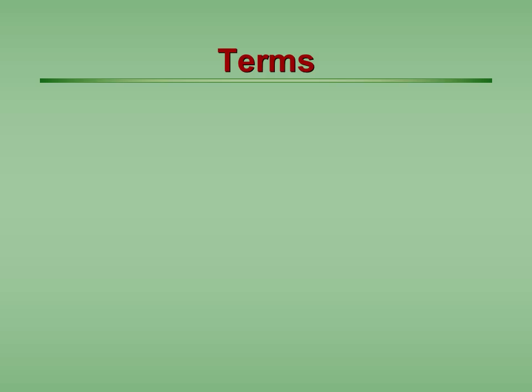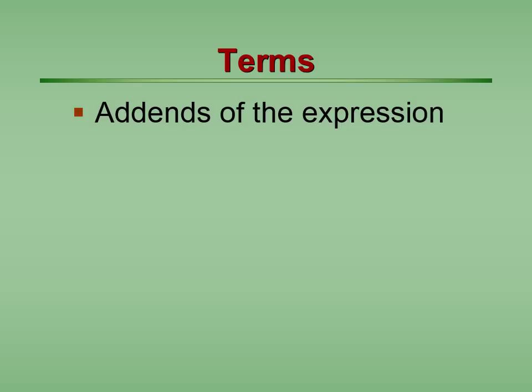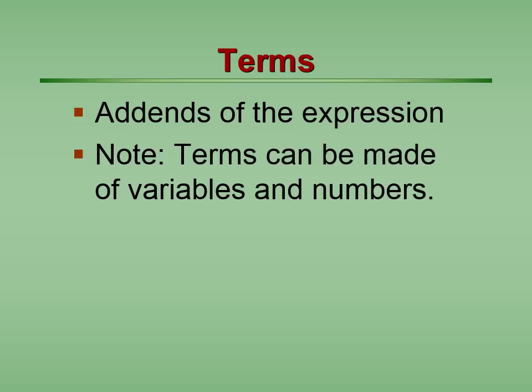All right, so let's go a little bit deeper and talk about what terms are. Remember, terms make up a polynomial. They're building blocks of polynomials, if you will. So terms are the addends of the expression. Remember, the definition of addend is the different parts that make up an addition problem. So for the definition of polynomial, we had terms that made up the polynomial. So it's the addends of the expression.